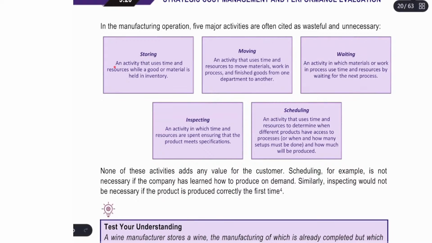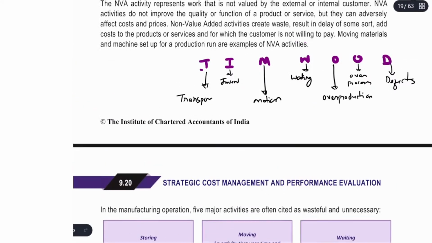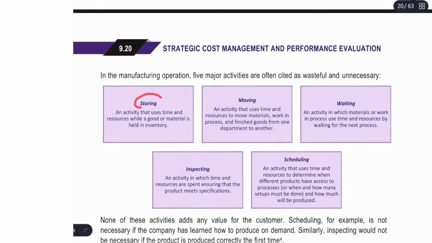Please read out the same. Any activity that uses time and resources when a good means finished goods or material is held in inventory. We have already seen this through inventory. Having more inventory than what is minimally required at any given point of time is a kind of waste. So यहाँ पे उसे storing बोला गया. Whether you are storing the finished goods or whether you are storing the raw material, any inventory that is stored more than the minimally required at any point of time is waste. We are not saying that there should be no inventory at all.